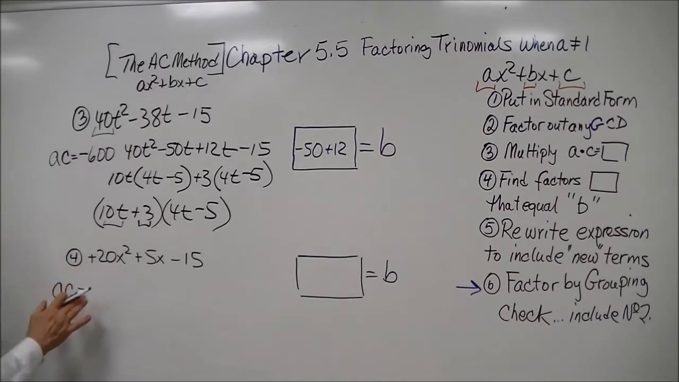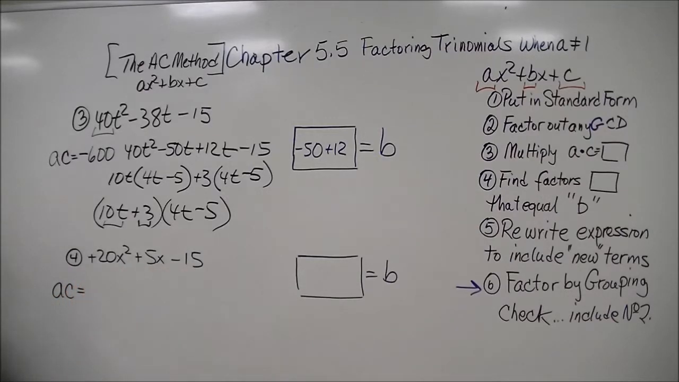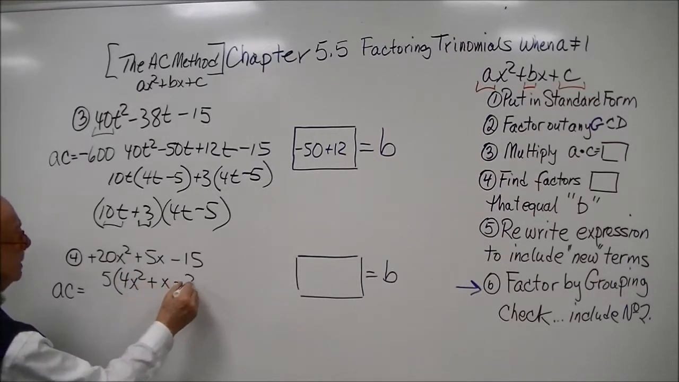Okay, looking at number 4 now, standard form. I told you I put it in standard form. It wasn't. But now I can see I can factor out a what from each term? A 5. So this gives me 4x squared plus x minus 3.